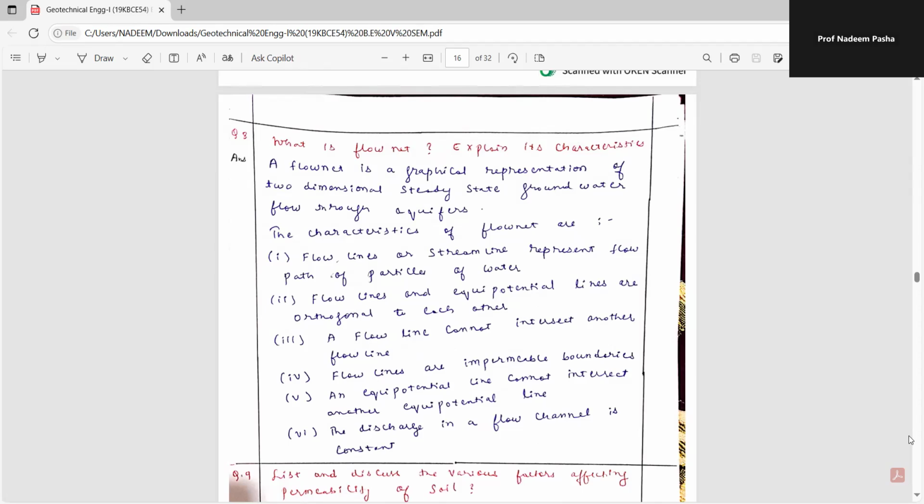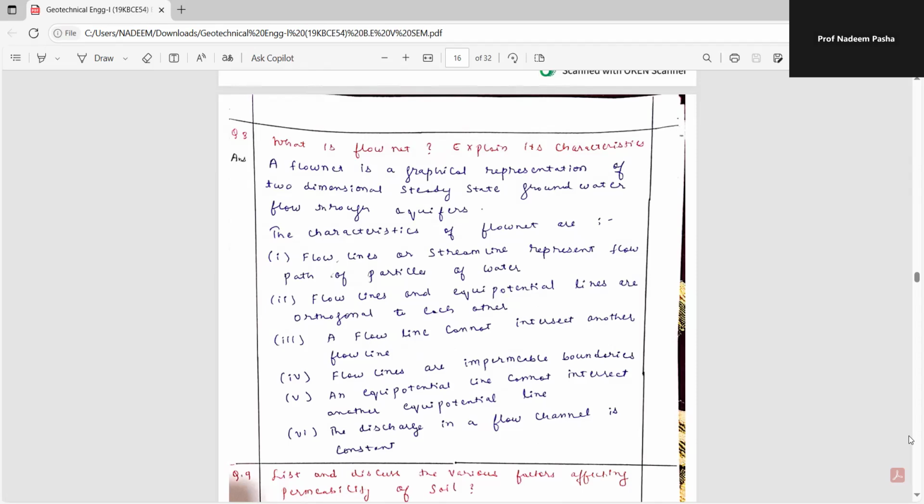The characteristics of a flow net are: flow lines or streamlines represent the flow path of particles of water. Flow lines and equipotential lines are orthogonal to each other. A flow line cannot intersect another flow line. Flow lines are impermeable boundaries, and an equipotential line cannot intersect another equipotential line. The discharge in each flow channel is constant.